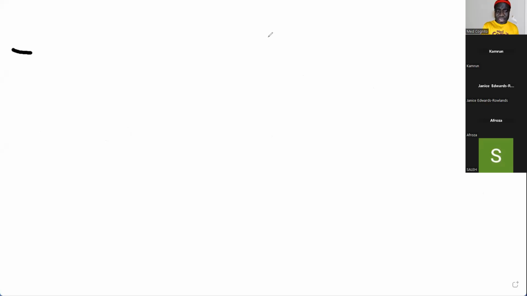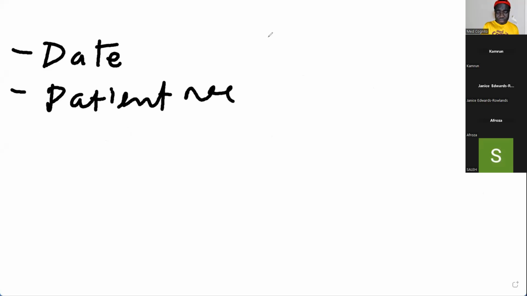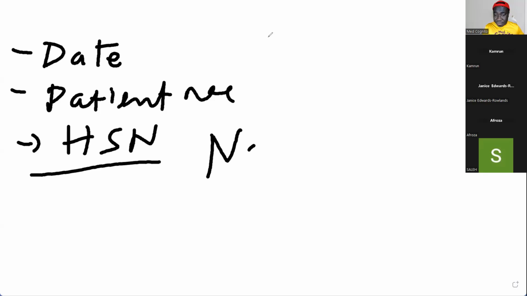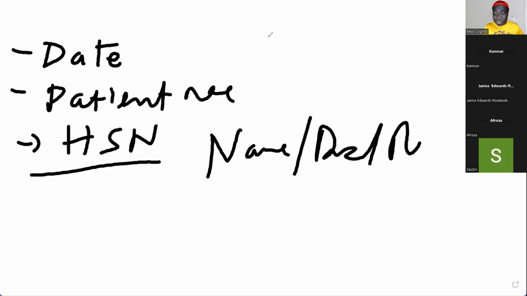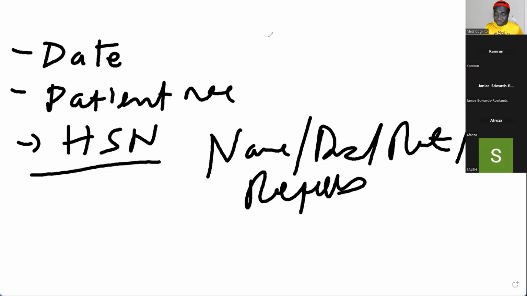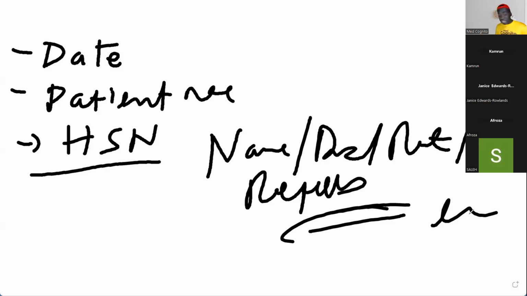How to write a prescription is very, very important. All the time, make sure that these features are there: the date, patient name, and number 3, the HSN number. You can just write any fake HSN number for the patient. Then after that, you write your prescription, where you write the drug name, the dose, the route, the duration. And then you have to write whether the patient needs refills or not. Then you put a line there, and then you sign your name. So please, every prescription you write in the exam, make sure that it has all these components.